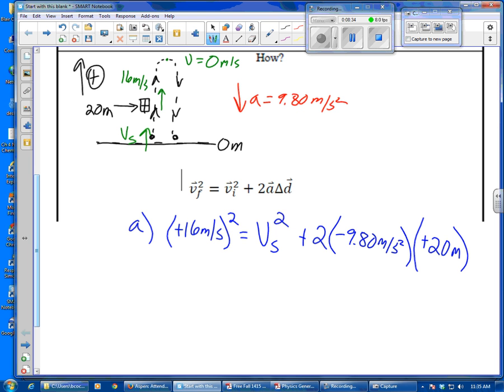Because we said up was positive, and since the acceleration's downwards, I have to make it negative. During the whole time, the acceleration is down. That's because it's in free fall. In free fall, the fact that we know no matter what is that our acceleration is downwards at 9.80 meters per second squared.